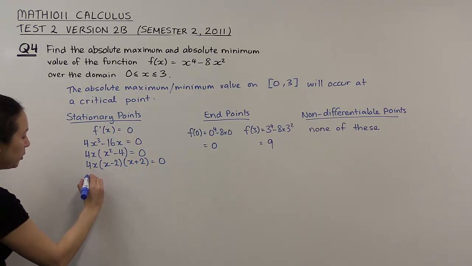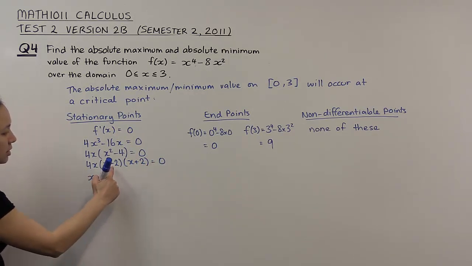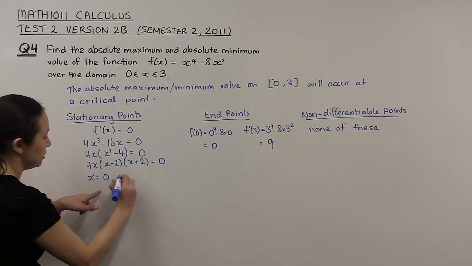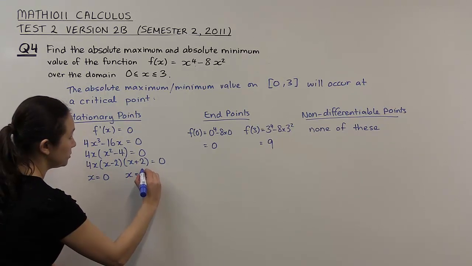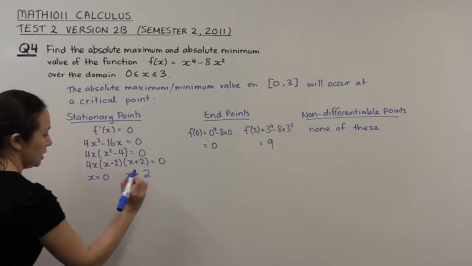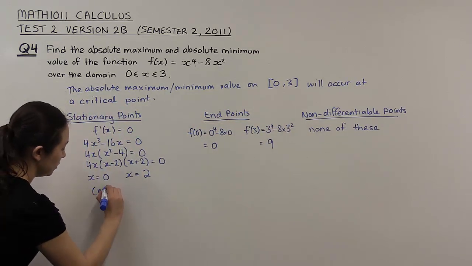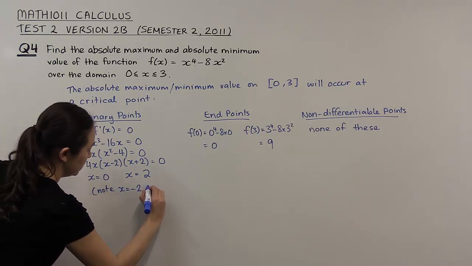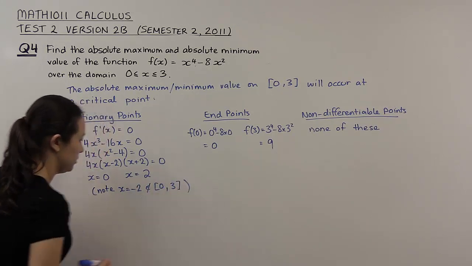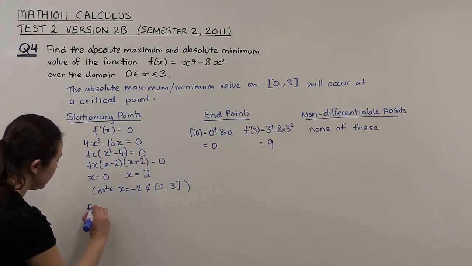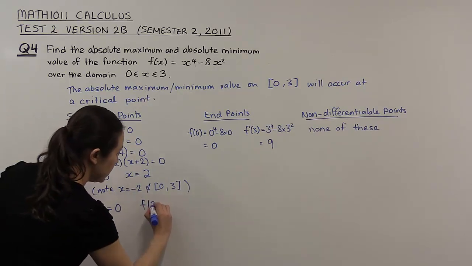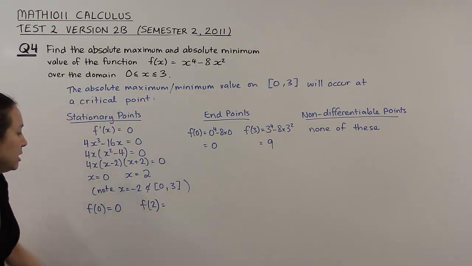So stationary points will occur at 0 and 2 and minus 2, except that x equals 0 and x equals 2 are the only ones in this domain from 0 to 3. So note, x equals minus 2 is not in this interval from 0 to 3. Well, we've already evaluated f of 0. That was an endpoint anyway, that's 0. But f of 2 could be a maximum or a minimum. So let's see what's happening at f of 2.